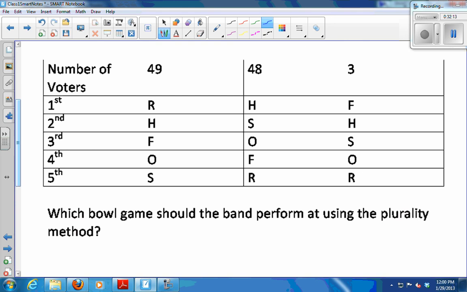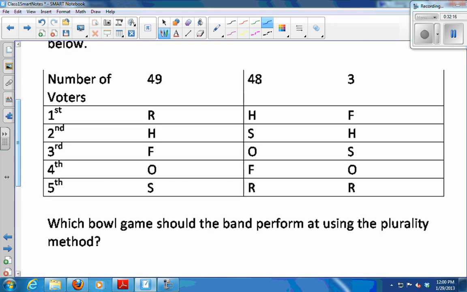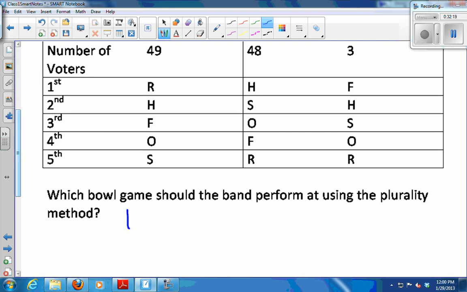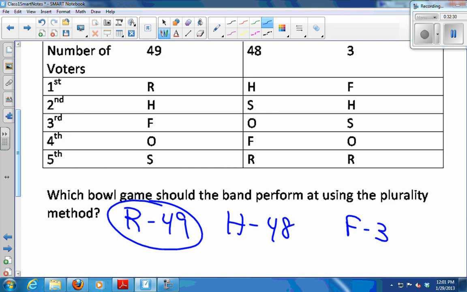The Rose Bowl. Sorry, Rose Bowl 49, Hula Bowl 48, and the Fiesta Bowl has 3 first place votes. So we're going to the Rose Bowl. Now, look at the other 51 people who voted, these 48 and these 3. Where did they rank the Rose Bowl? Last, right? They do not want to go to the Rose Bowl. So it might be that the Rose Bowl is not the fairest choice in this instance.